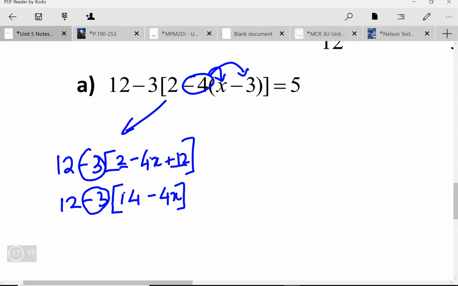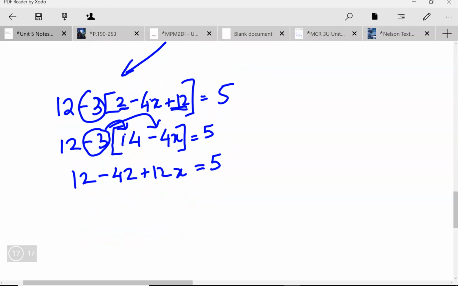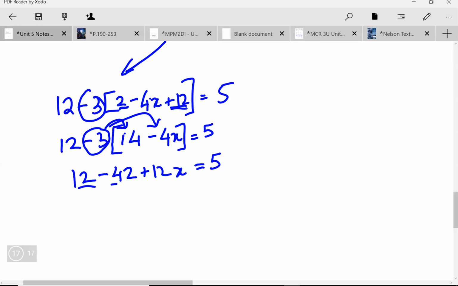Now I'm going to use distributive property because I did 2 plus 12 here. So now I'm going to use distributive property with the -3. I get -2 plus 12x. And all of this, of course, equals 5. Don't forget that. And now here I have 12 minus 42 is -30 plus 12x equals 5.